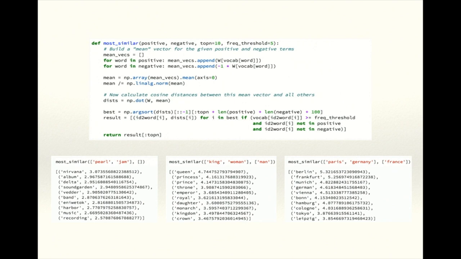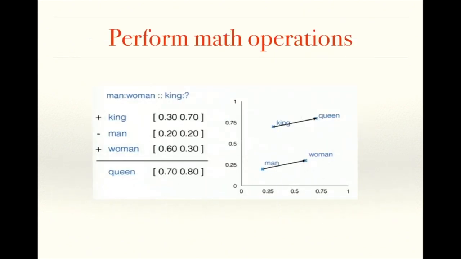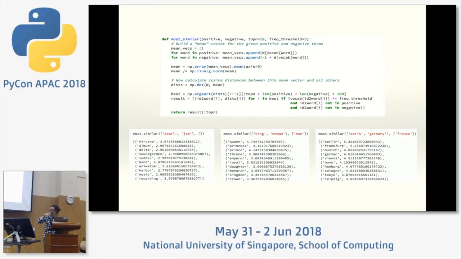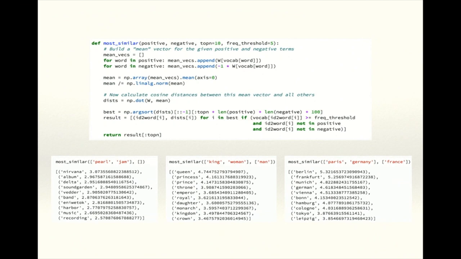And about the famous example that we had a while ago, King plus Man minus, I'm not so sure anymore. So King minus Man plus Woman. We translate it as: we get the vector representations of those words and get the mean. Then the top result is actually Queen. Quite good.